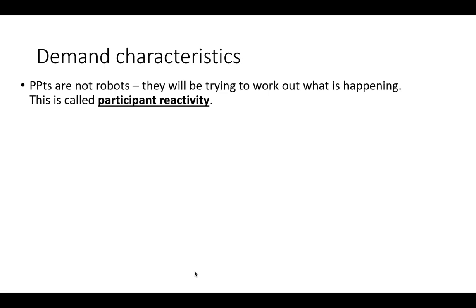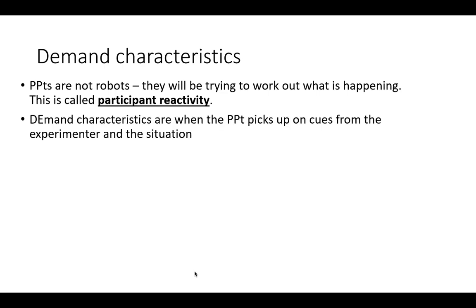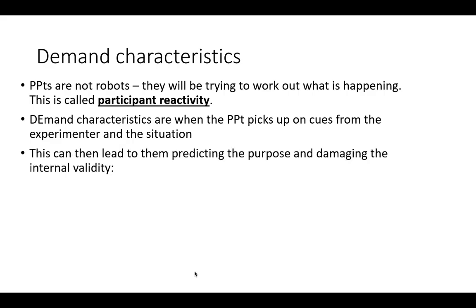Think about Milgram's study here. Those participants, their brains would constantly be turning over thinking, what is going on here? Is this real? Is that a real lab coat? What is this machine? How does it work? They are trying to pick up on what is going on. Now, demand characteristics are when the participant picks up on these cues from the experimenter and the situation. What this then leads the participant to do is to start predicting the purpose of the experiment and start predicting what might be in the experimenter's head.